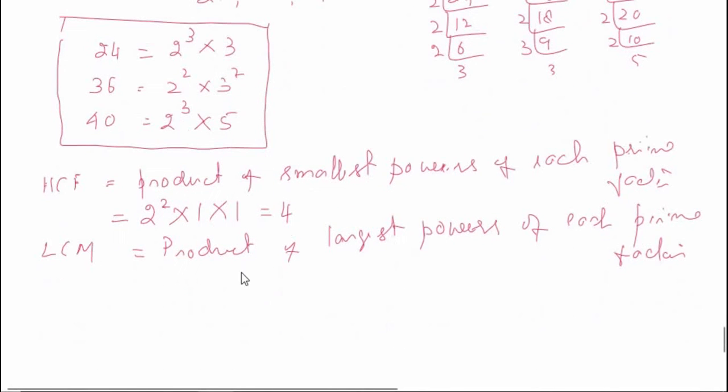So what are the largest powers here? For 2, it is 2 cube, into 3 square, then for 5 you have 5. So now if you multiply these things, 2 cube, that is 8 into 9 into 5, 8 5s are 40, so this is 360. So LCM of these three numbers is 360.